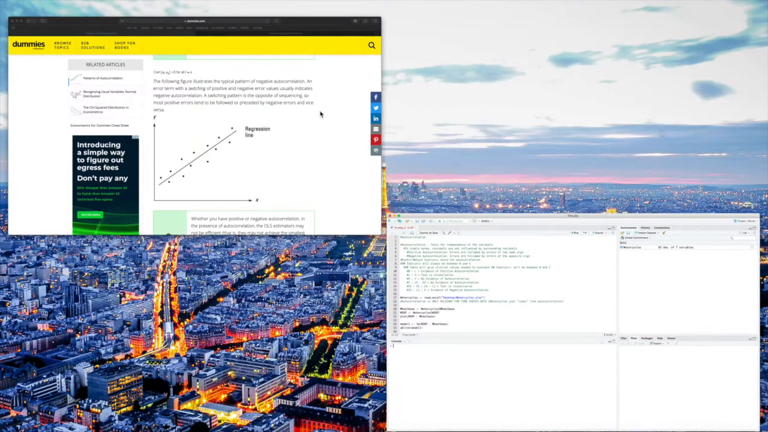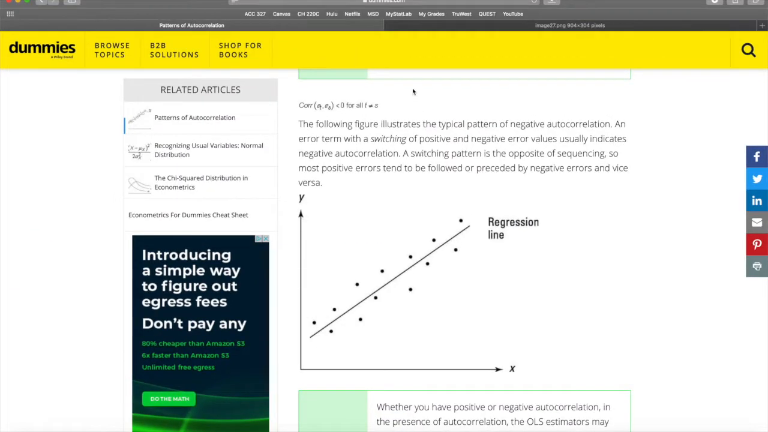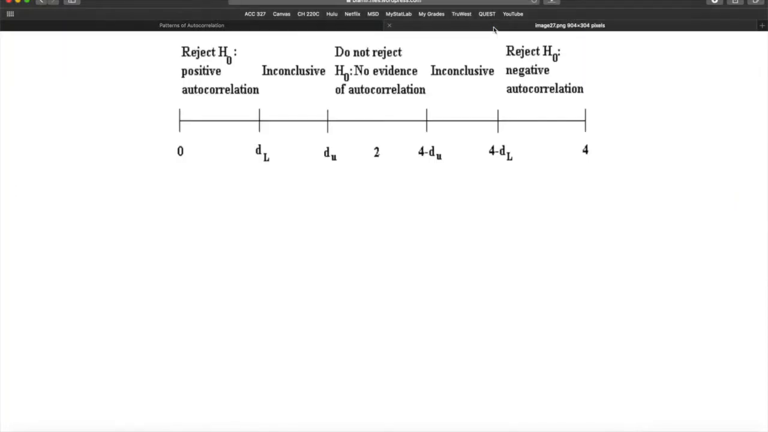Once you have your two critical values and your Durbin-Watson test statistic, you're going to read and interpret your Durbin-Watson test as follows.